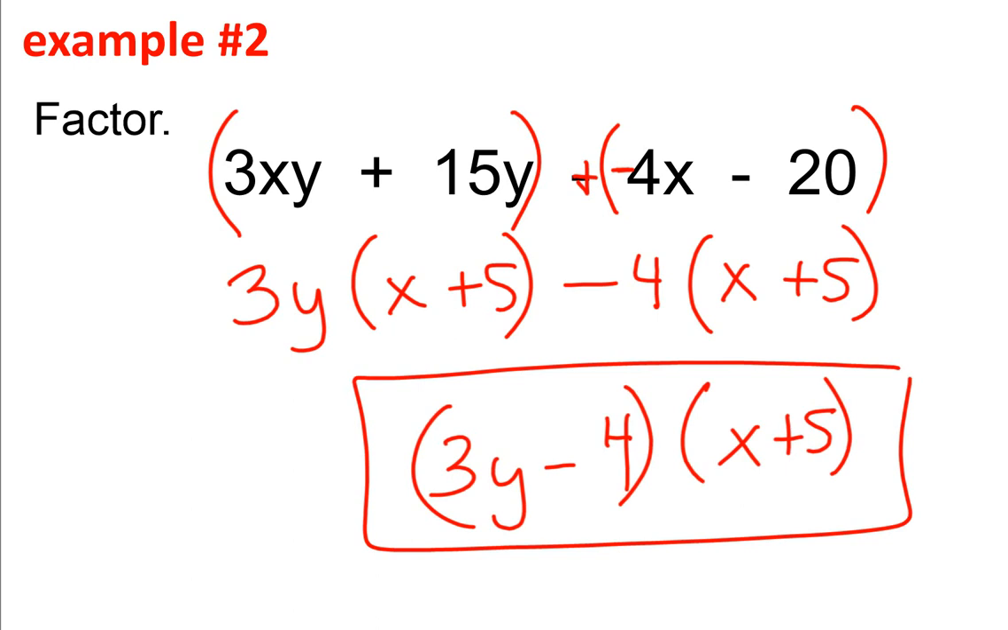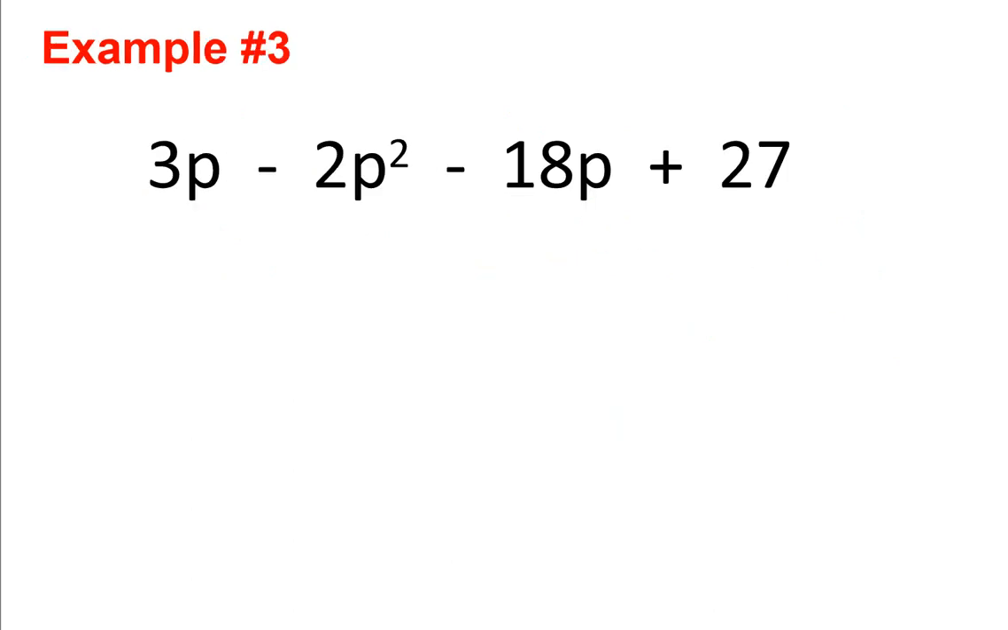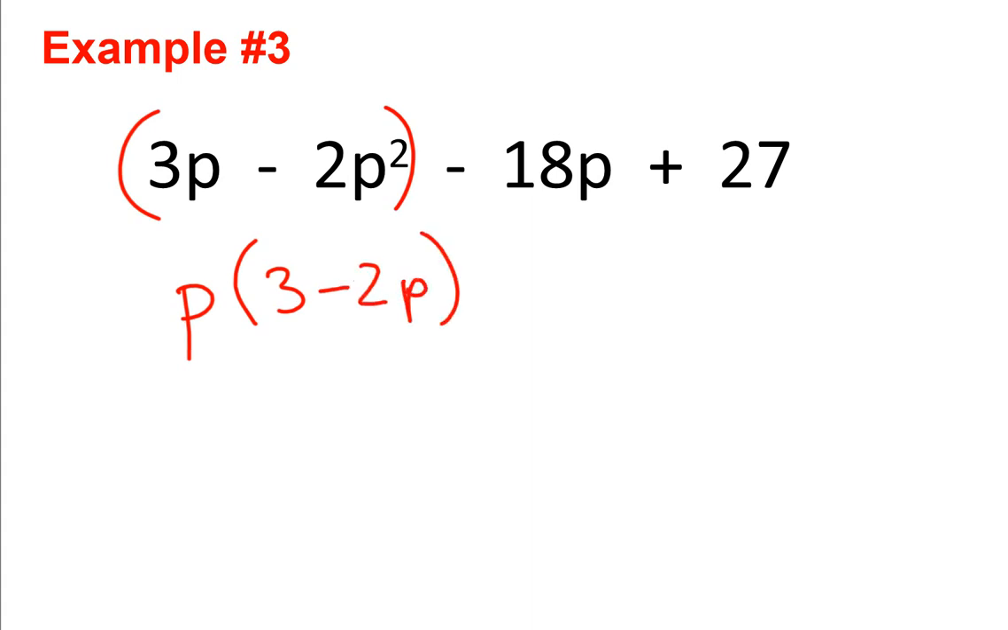Alright, I think you're getting this. I'm going to show you one more, because it can get a little tricky, just like that first example I showed you. I'm going to factor out here in this group a p, leaving me with 3 minus 2p. And then over here, I'm going to push the negative in, make that a positive. And I'm going to factor out a negative, let's see, I'm going to factor out a negative 9. And that gives me a 2p minus 3.